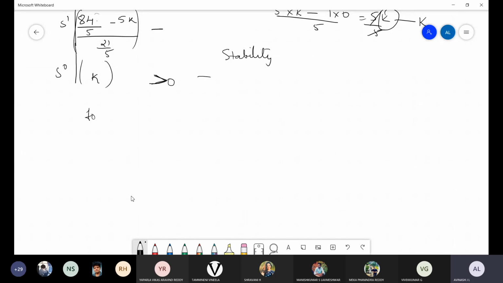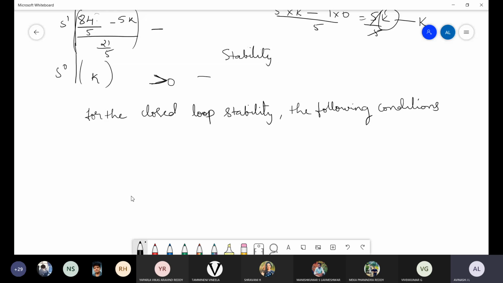For the closed loop stability, the following conditions must be satisfied. Okay. So what are the particular separate conditions?